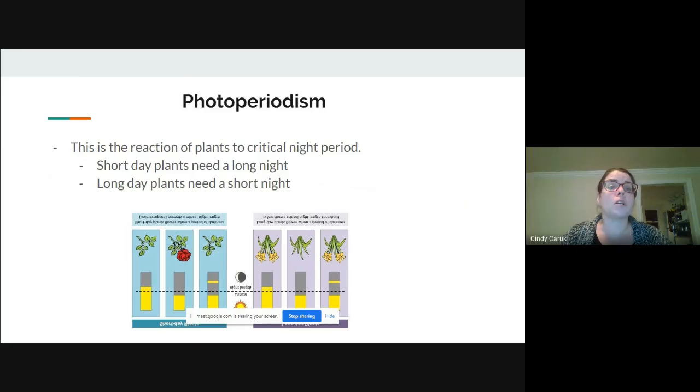So in plants, we talked about this as photoperiodism. So light, we initially thought, determined when plants flower. And so we named them short day plants and long day plants, but it's really a critical night period. So a plant that needs a long night, which is over here, this flipped the other way, is going to need a long night. If it's interrupted by light, they're not going to flower. And long day plants need a short night. And if that's interrupted, they're not going to flower.